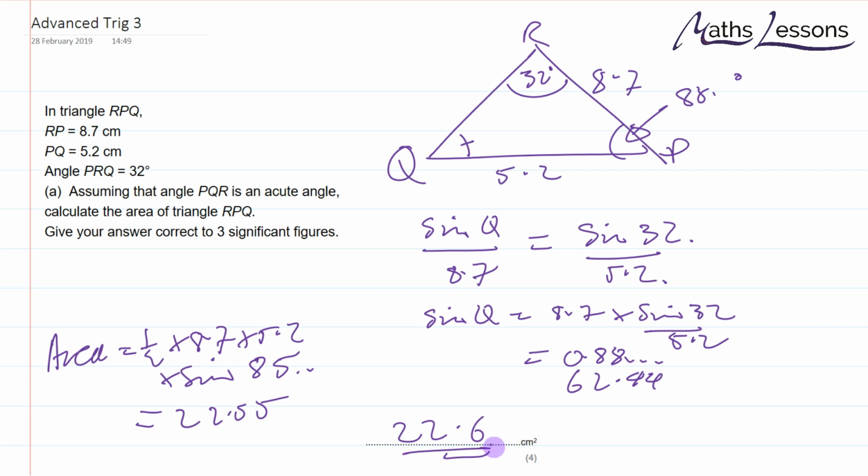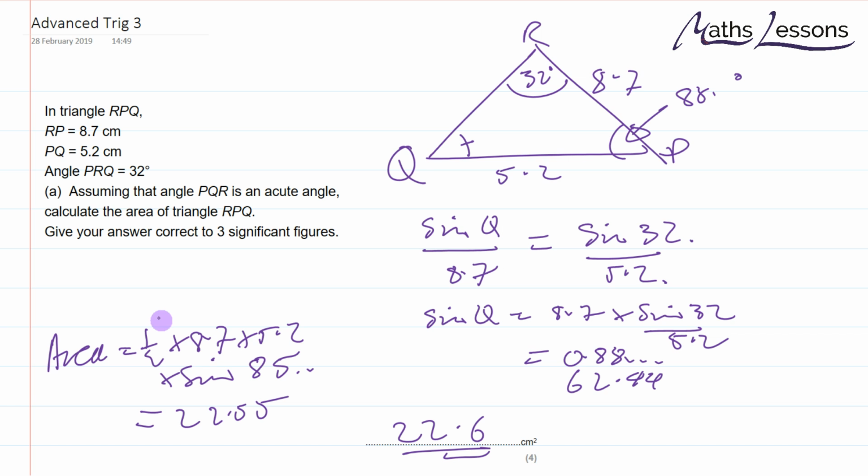22.6. Now, generally in GCSE, it's better to give more than less because they will say that the answer in this case is between 22.5 and 22.6. So make sure you don't round down any answers.